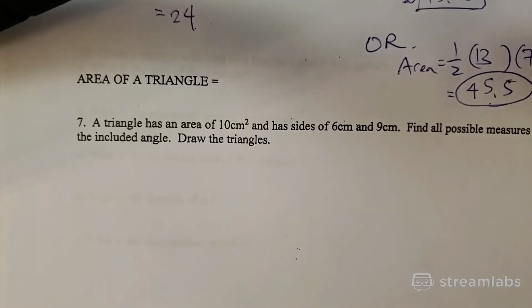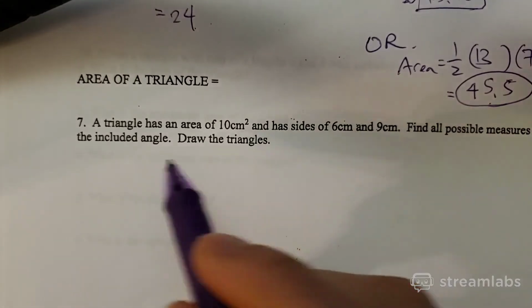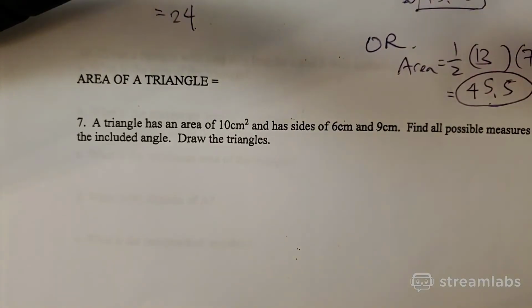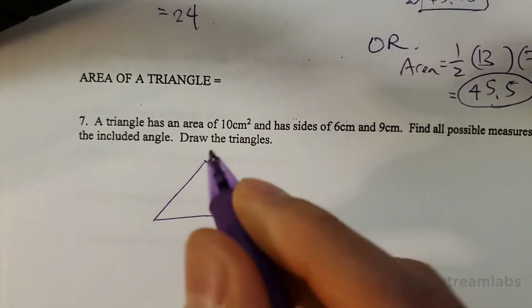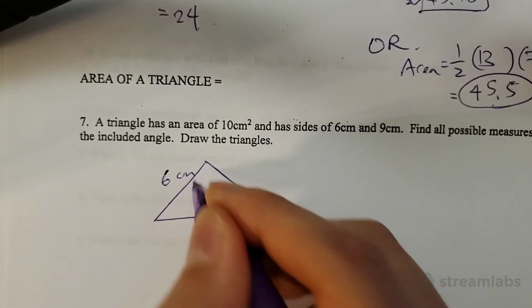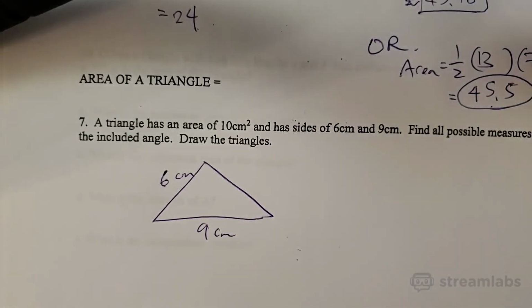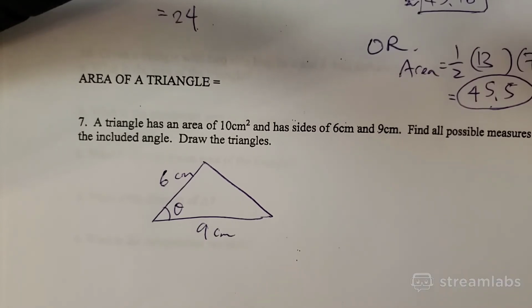Alright. Let me talk about this for a little bit. First of all, you have to look at this: the area is 10, right? They already tell you that. So it kind of looks like this. They say 6 and 9, okay? And then you have some sort of angle in between, and you want the included angle.